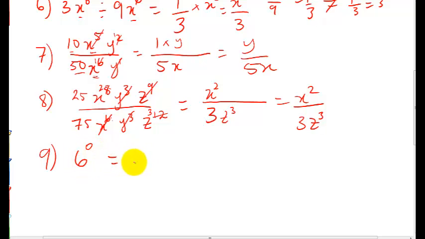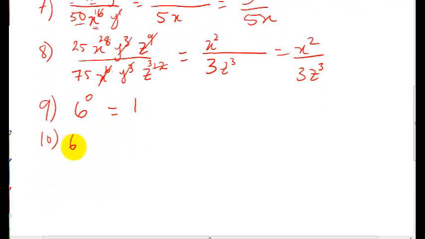Alright, nice and easy one again. 6 to the power of 0, n to the power of 0 is 1. Question 10. How about if it was 6x to the power of 0? Well, that equals to 6.